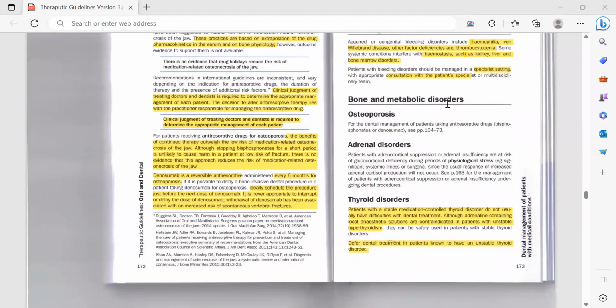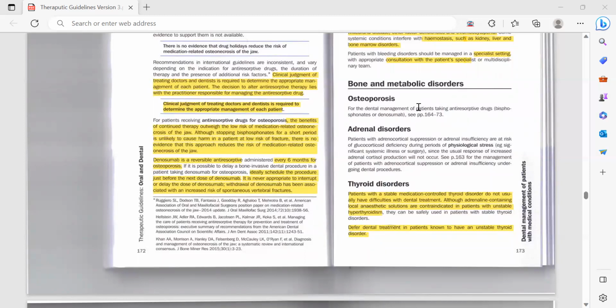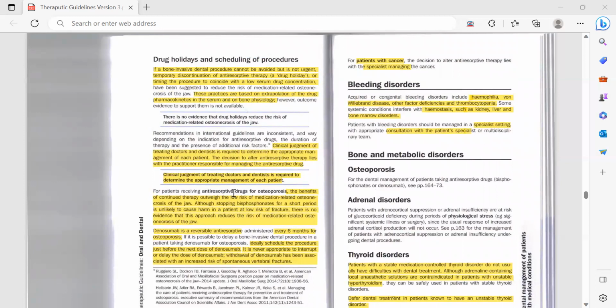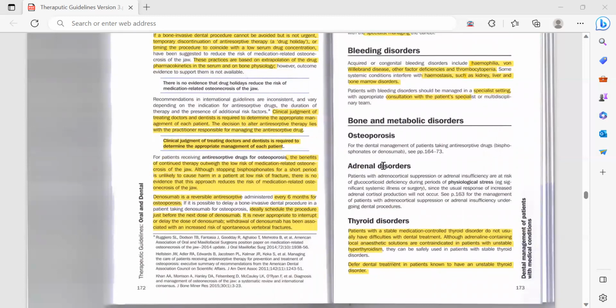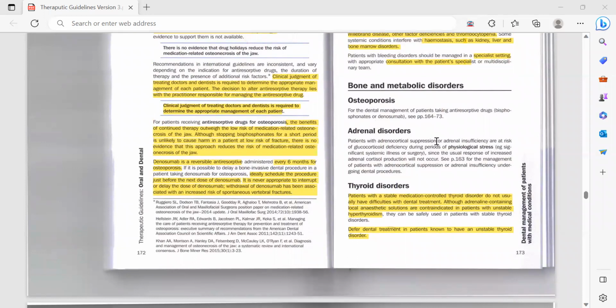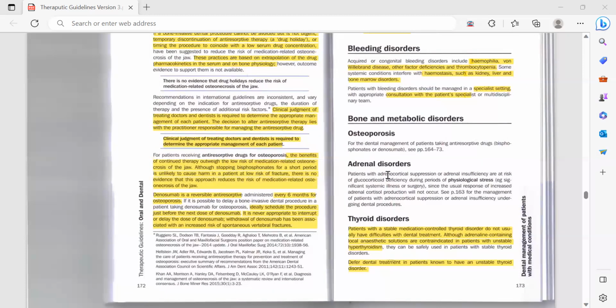Then bone and metabolic disorders. If your patient has osteoporosis, we read in previous pages that he would be taking anti-resorptive drugs, and we need to do the management accordingly. Then adrenal disorders. Patients with adrenocortical suppression or adrenal insufficiency are at risk of glucocorticoid deficiency during periods of physiological stress. So this is what we read under the corticosteroid topic. During physiological stress, there is a deficiency of this hormone in the patient's body, and this could lead to a very serious emergency condition called adrenal insufficiency or adrenal crisis.